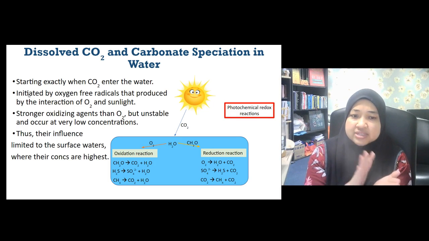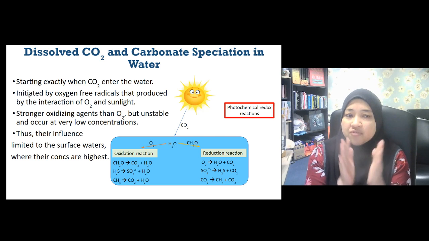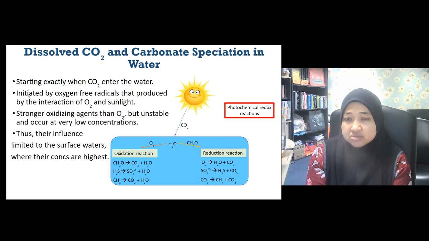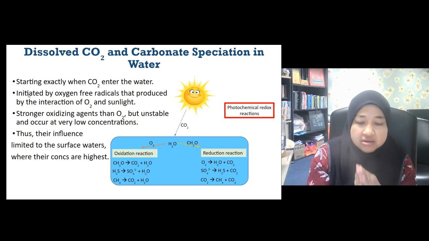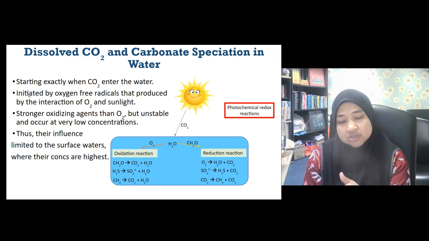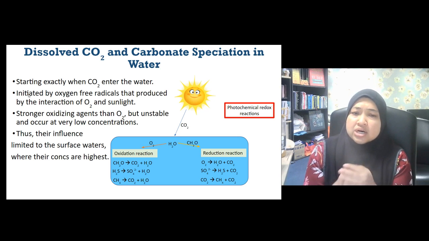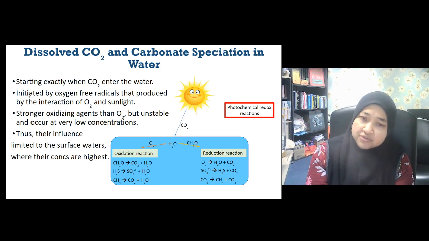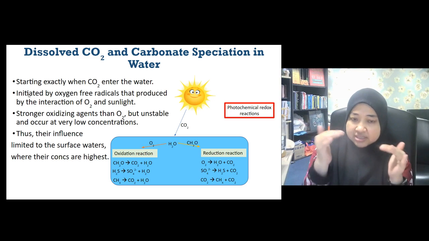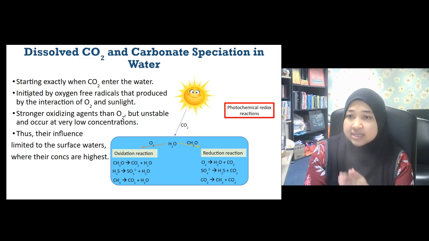First here is about the photochemical redox reaction. So dissolved carbon dioxide and carbonate speciation in water is actually starting before it enters the water. Carbon dioxide is available in our atmosphere, so from the atmosphere, from our surroundings, it enters the water. Let's say it enters during the daytime, during the daylight.